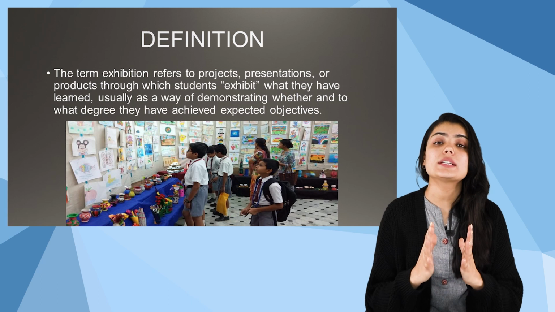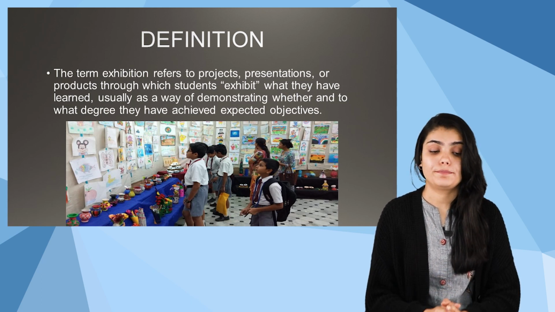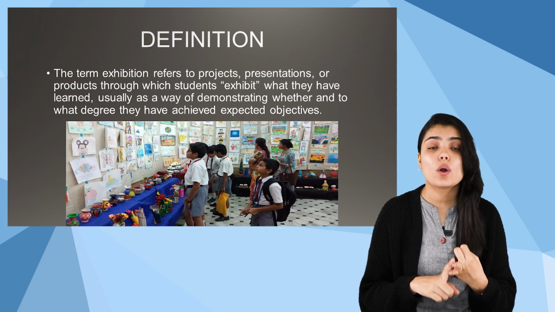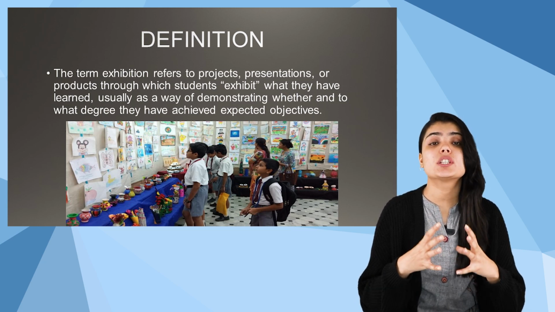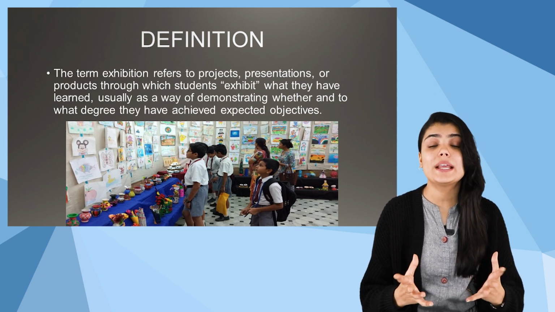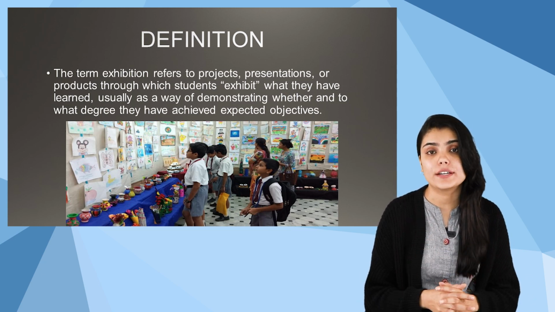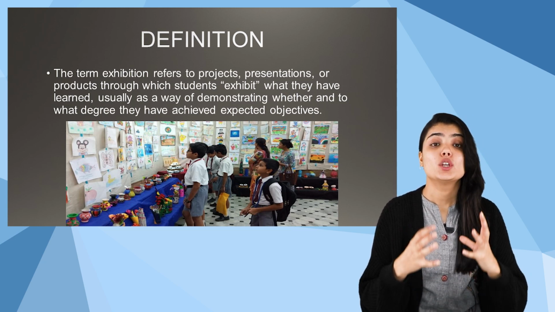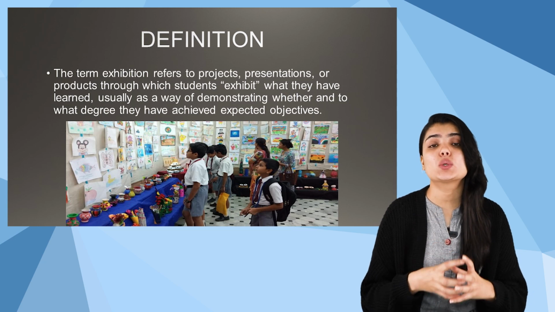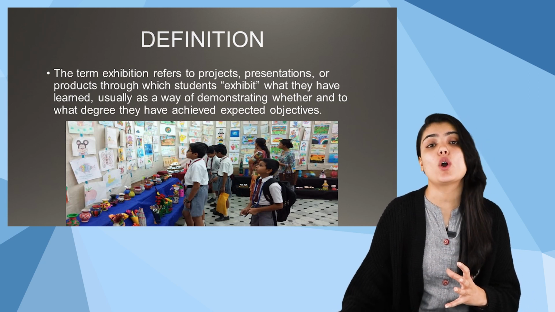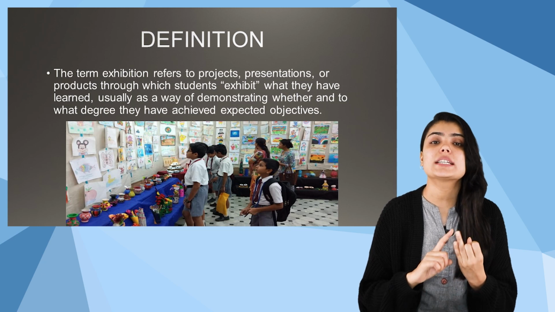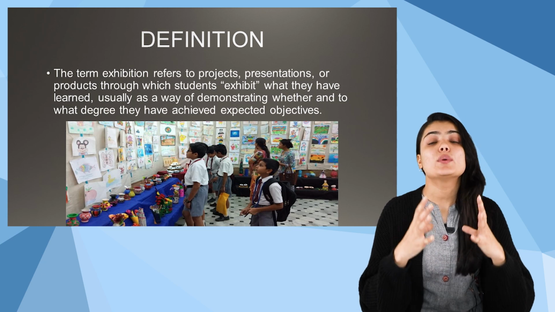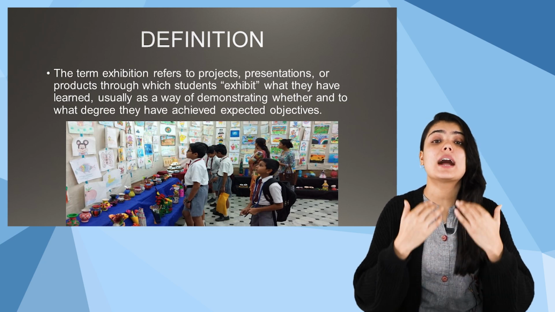Let us now see what is the definition of exhibition. The term exhibition refers to a project, a presentation, or a product through which the student exhibits or displays what they have learned. And this is done usually as a way to find out to what degree the student has achieved educational objectives. It can be a project, it can be a product, or it can also be a presentation which is done by the students, and these are exhibited.